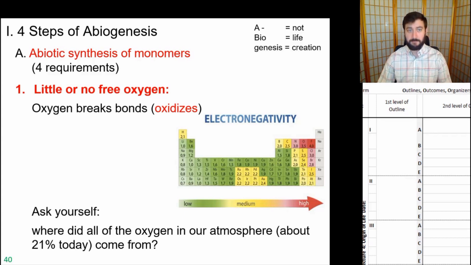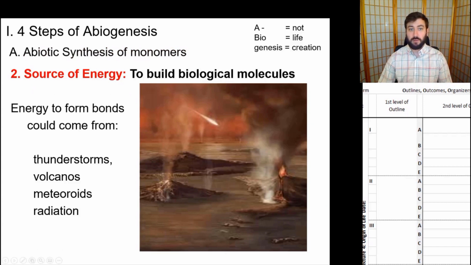That's the first requirement. The second requirement is we need to have some source of energy. We need energy to start forming the bonds, start sticking those molecules together to form the monomers. There's a bunch of different sources that we could have for this energy, ranging from thunderstorms to volcanoes to meteoroids or even radiation, but no one really knows.